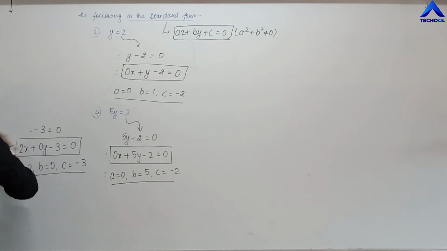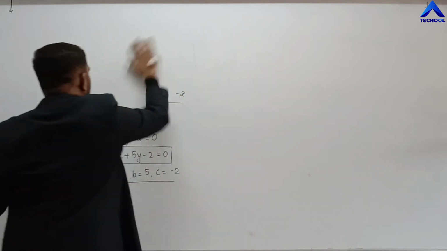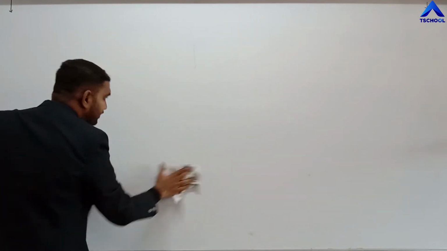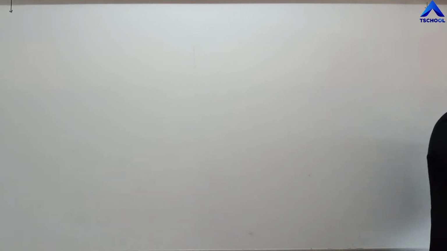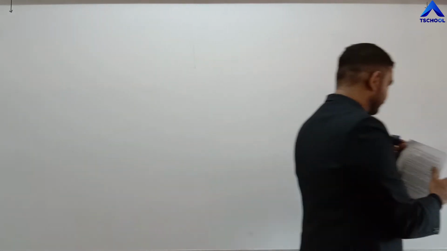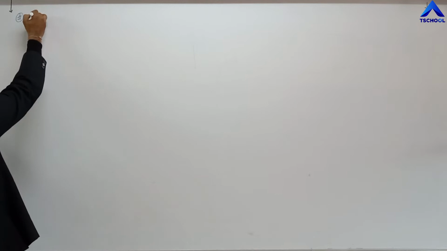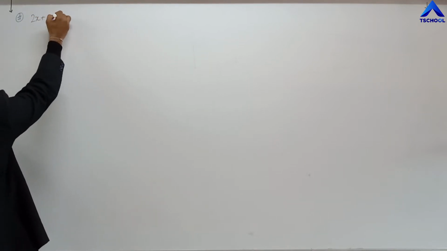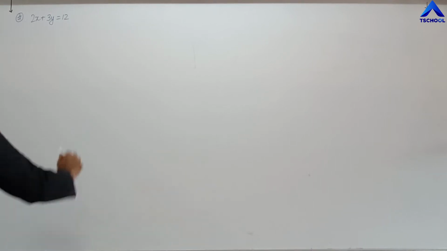And now friends, in the next topic we are going to find out the solution of a linear equation in 2 variables. So let us quickly see how to find out a solution of a linear equation in 2 variables. Now for that I have a question here. For the given equation 2x plus 3y is equal to 12, we need to find out the solution.